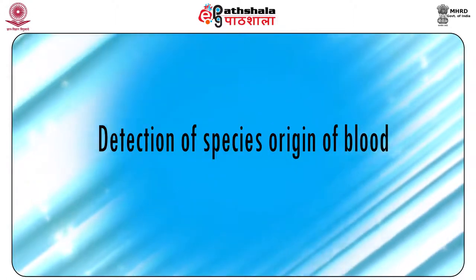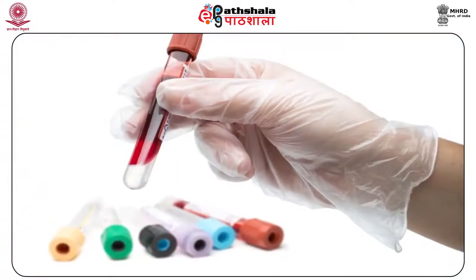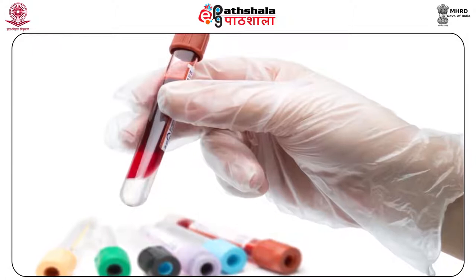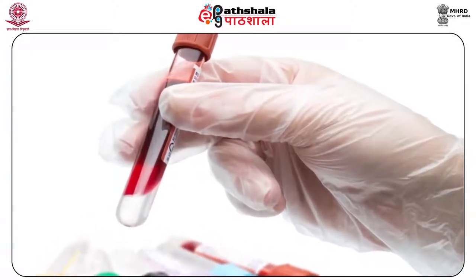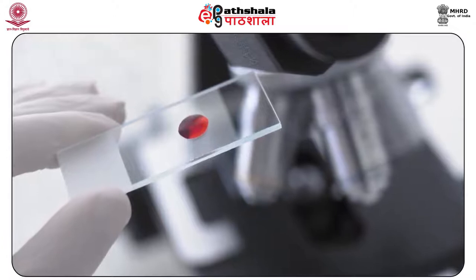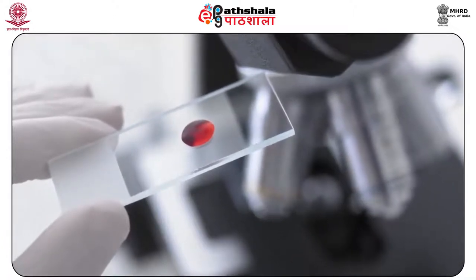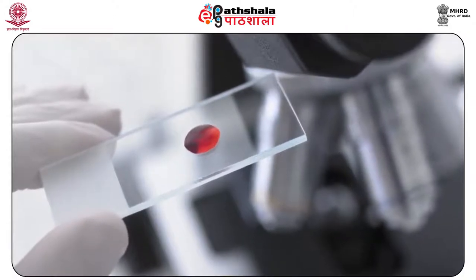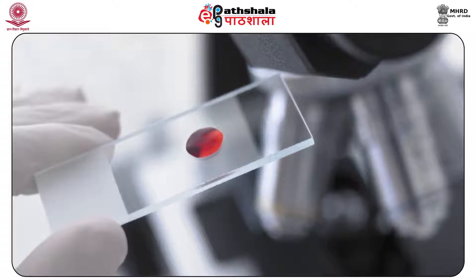Next is detection of species origin of blood. The biological evidence has to be identified to determine and confirm whether it is of human origin or not. If it is of non-human origin, then to which species it belongs. The species-specific protein in the blood stain or other body tissue may be identified with the help of species-specific antibodies. The species-specific proteins of blood stain or tissue are extracted in normal saline, that is 8.5 gram sodium chloride in 1 liter of distilled water, or 5% ammonia solution.